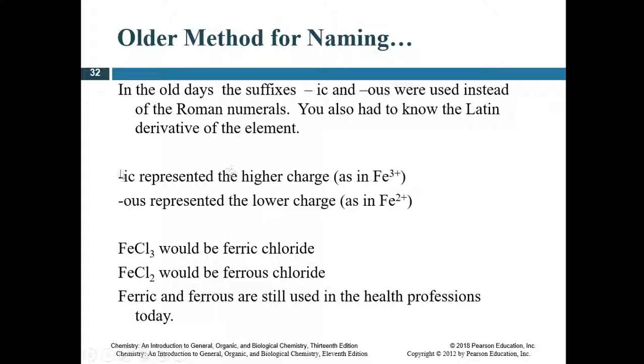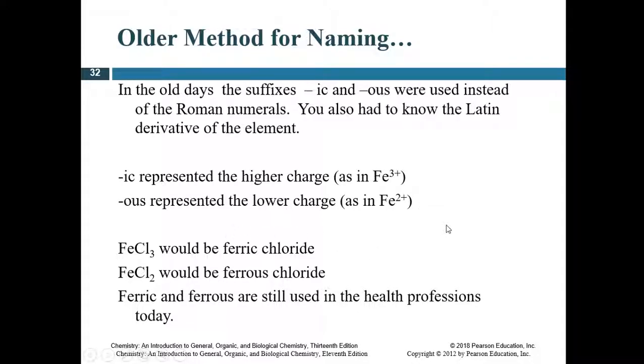So the ending -ic represented the higher charge. And you go, what do you mean the higher charge? Well, if it was the ion iron that could be a +3 or a +2, -ic represented the +3 charge. And -ous always represented the lower charge. So it would be iron 2.